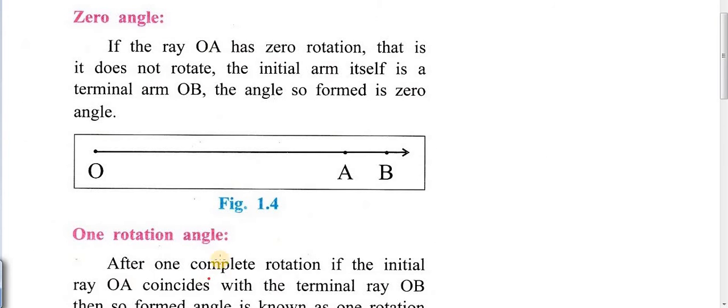Now we are going to study certain types of angles. The first is zero angle. If initial arm and terminal arm are coincident, that is there is no rotation at all, then the angle is of measure 0 and the angle is known as zero angle. So for zero angle, the measurement of angle AOB is equal to 0 degree.